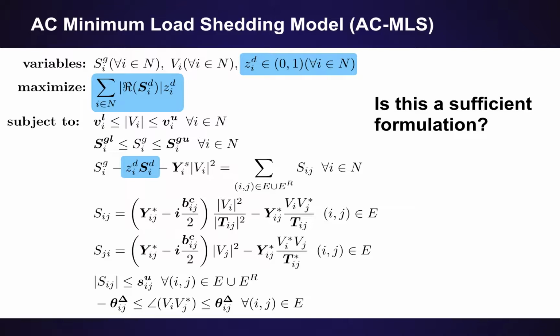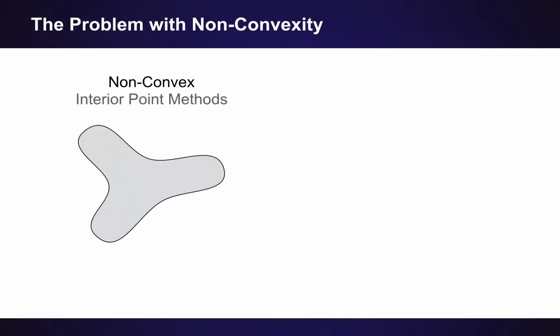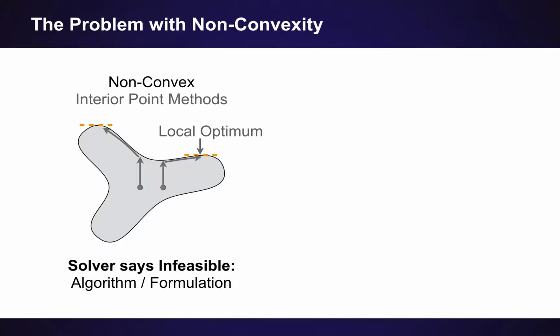Now, I'll take a little diversion and talk about why it's hard to answer this question. What we have here is a non-convex AC minimal load shedding problem. And as you know, non-convex methods can go to different points. More importantly, when you put this problem into a non-convex interior point method and the solver says there's no solution, you don't know if it's your algorithm or the formulation of your problem which is the problem, because both of them could be the cause of infeasibility.